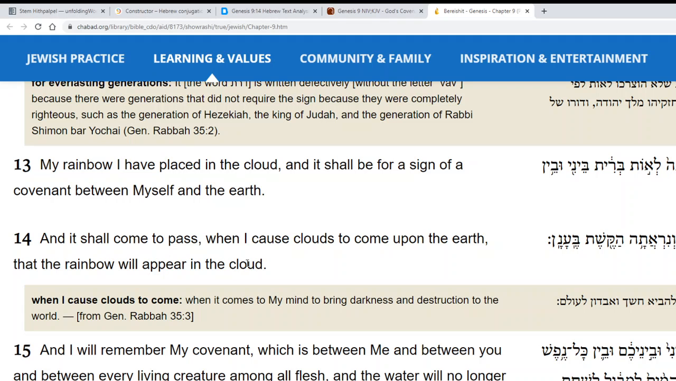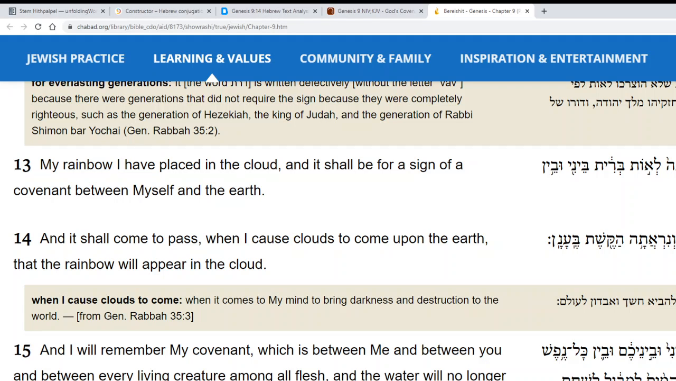And it shall come to pass when I cause clouds to come upon the earth, that the rainbow will appear in the cloud. And Rashi is going on be'anani anan, when it comes up in thought before Me to bring darkness and destruction to the world. So he's translating, oh wow, I like that, this Rashi, he's saying, be'anani, when it comes to my mind, when I become clouded, when it becomes dark to him, ba'anani.